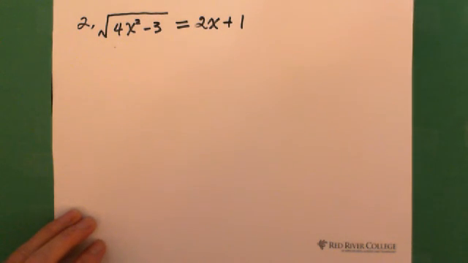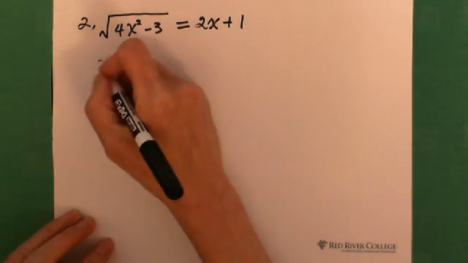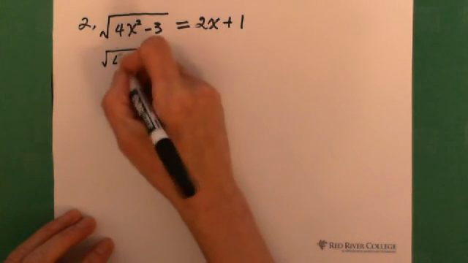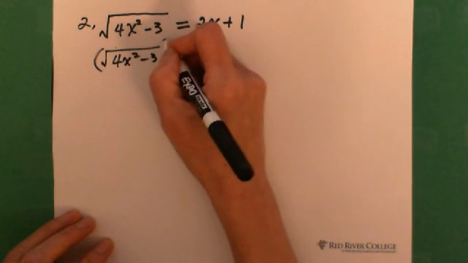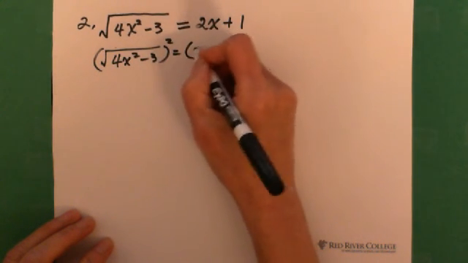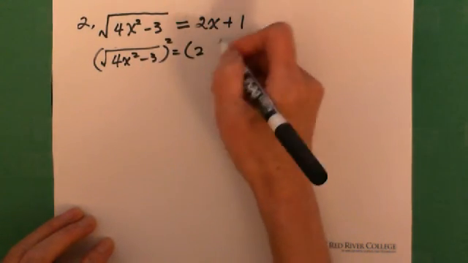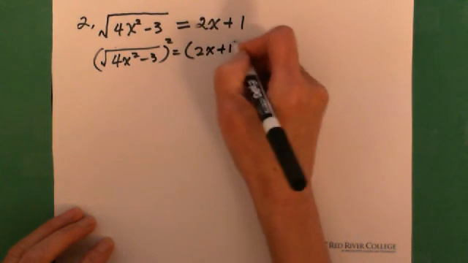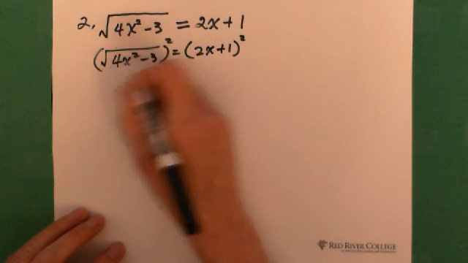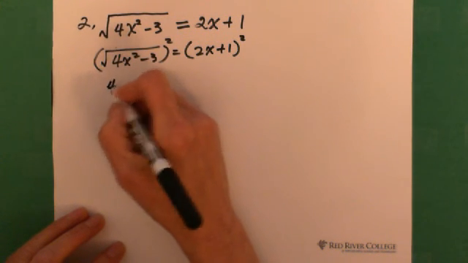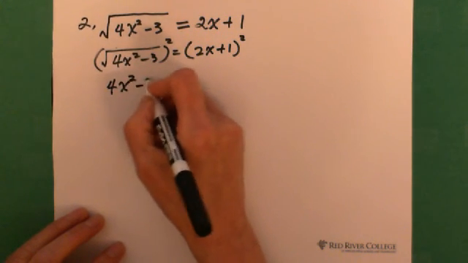With the same idea, we square both sides of the equation. This way you need to square both sides. So 2x plus 1 squared. After squaring, the radical is gone, and you have 4x squared minus 3.